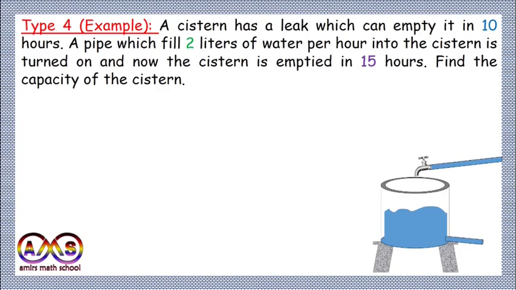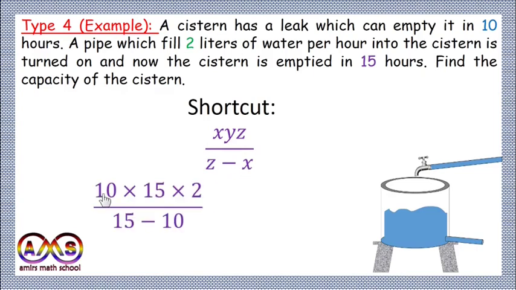If we want to solve this type of problem using the shortcut, in this case the shortcut is X, Y, Z divided by Z minus X. Here X is the time required for the leak to empty the tank. Y is for the pipe which fills some amount of water per hour, and Z is the total time when both the leak and the pipe are open. So here the value of X is 10, the value of Y is 2, and the value of Z is 15. So XYZ divided by Z minus X gives 10 into 15 into 2 divided by 15 minus 10.